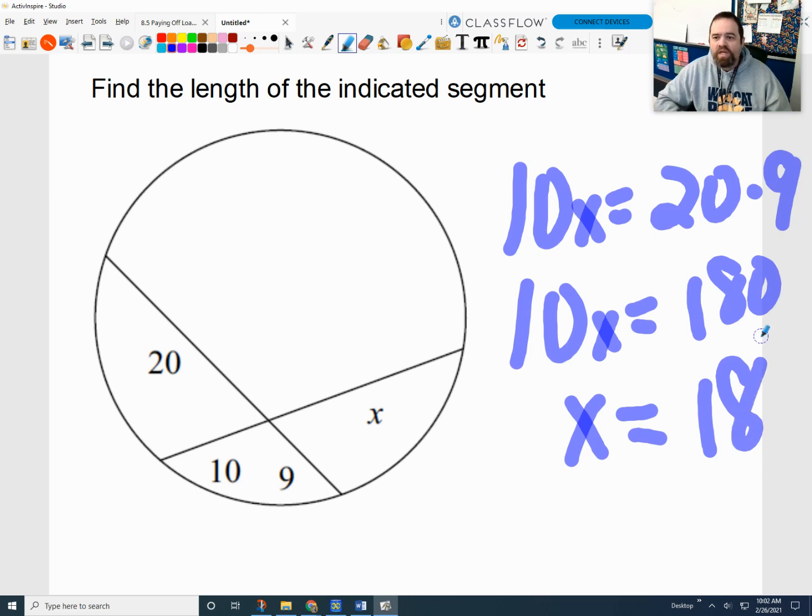X is 18. Your test is going to be a Google form. So on these where you have to set up and solve an equation, you do not need to put X in your answer, just 18 or whatever the answer might be.